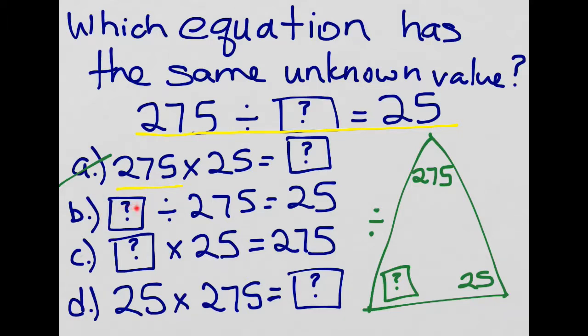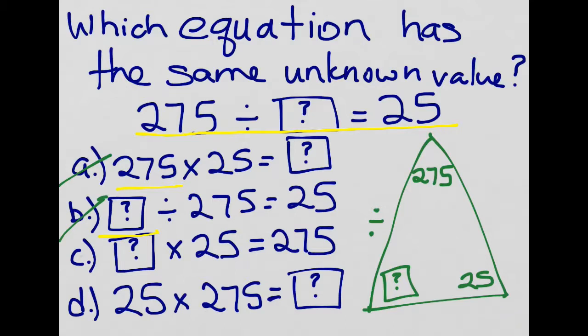Mystery number divided by 275 equals 25. If I'm dividing, I should be starting with my top number. But this one doesn't. It starts with my mystery number. The division fact should start with the top of my triangle. So this mystery number tells me that B is wrong.